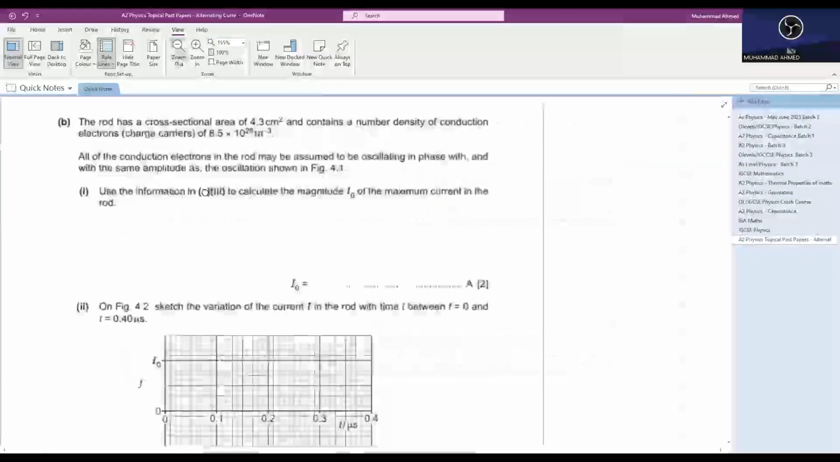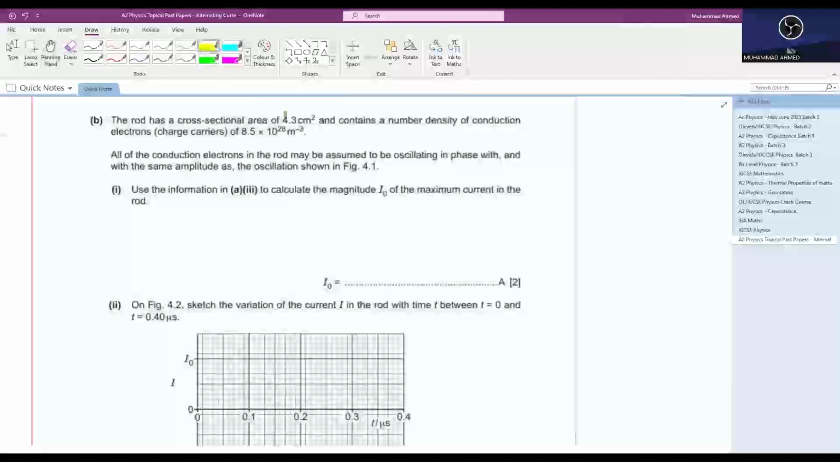Okay, let's see this question. The rod has a cross-sectional area of this. Okay, this is your area and contains a number density of conduction electrons. Okay, these are your number of electrons. Let's say they are represented with n. All of the conduction electrons in the rod may be assumed to be oscillating in phase with and with the same amplitude as the oscillation in figure 4.1. Okay. Use the information in part I3 to calculate the magnitude of the current in the rod.